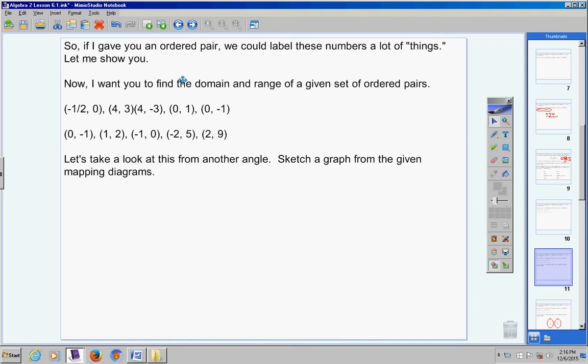Another angle, okay? I want you to sketch a graph from the given mapping diagrams, okay? Now you're probably saying, what's a mapping diagram? I'm going to show you. There's more than one type, but this would be an example of a mapping diagram. Take a look at this. Copy this down, okay?